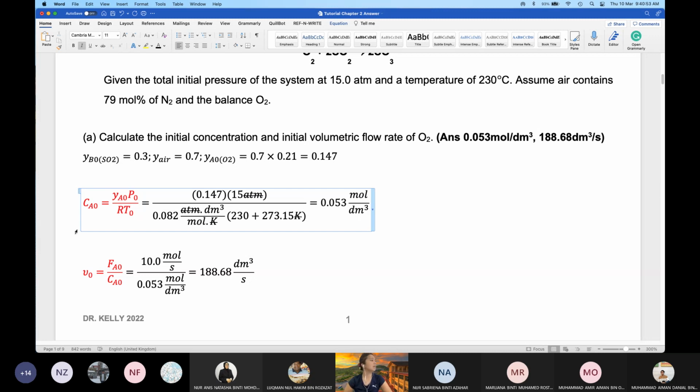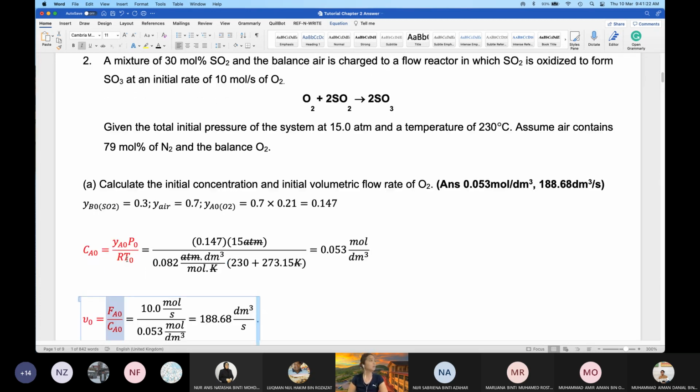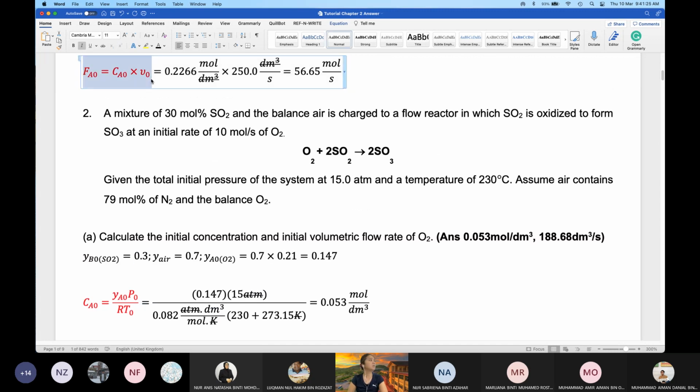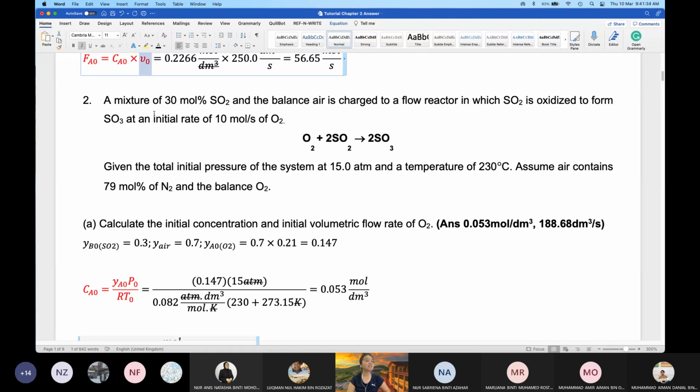Okay, done. So next part, they want us to find epsilon naught, the initial volumetric flow rate. For this part, you remember earlier we solved for FA naught given CA naught and V naught. In this question, we know FA naught, we have found CA naught, and we want to find epsilon naught. If you remember, the formula is just reversed. So the formula becomes epsilon naught equals FA naught divided by CA naught. If you are confused, originally FA naught equals CA naught multiplied by V naught. So if I want to find epsilon naught, it is FA naught divided by CA naught.